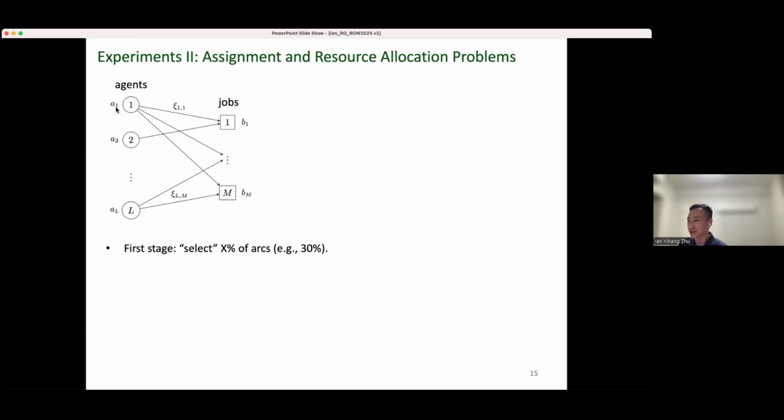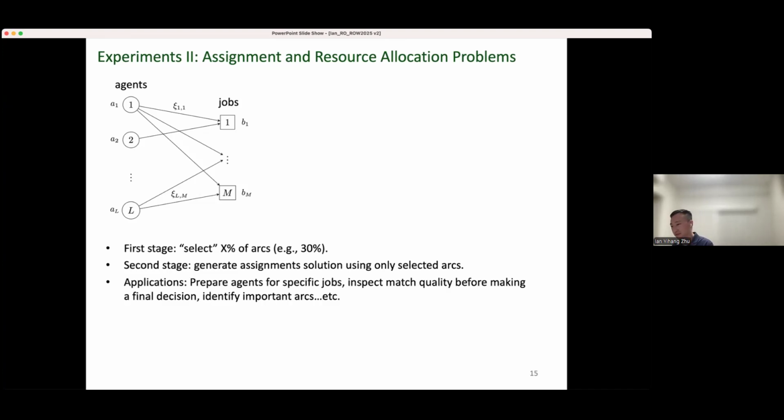Each agent takes up some capacity A1. Each job has some total capacity B1. And the goal is to maximize the quality of my assignments, assuming that the arc quality, the match quality, is unknown in the first stage. So the problem we're going to look at is: in the first stage, I'm going to select some percentage of arcs, for example, 30% of the arcs. In the second stage, I'm going to generate assignment solutions using only the selected arcs.